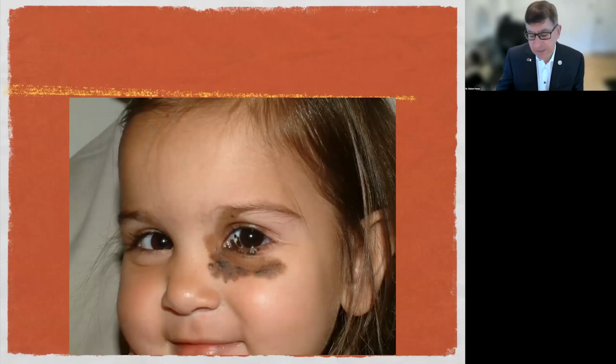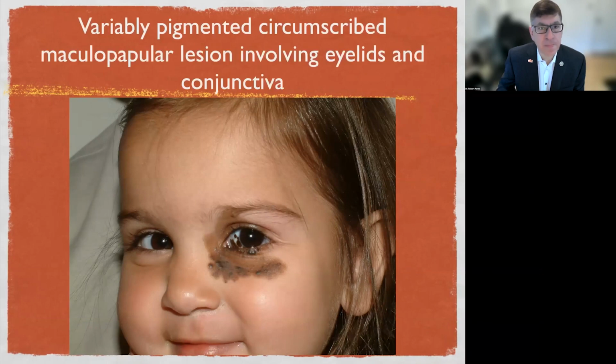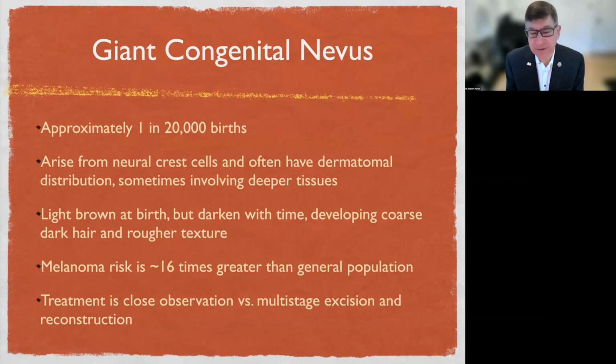This is slightly different. How would you describe what this young girl has? I'm describing this as a variably pigmented, circumscribed maculopapular lesion involving the eyelids and conjunctiva. This is a giant congenital nevus, relatively rare, 1 in 20,000 births, arises from neural crest cells, and they also often have dermatomal distribution, sometimes involving the deeper tissues. Tend to be light brown at birth, but darken with time, developing coarse dark hair and rougher textures. The melanoma risk is substantially higher than the general population, and so the treatment typically will involve multi-stage excision and reconstruction, although these can be observed in the short term.